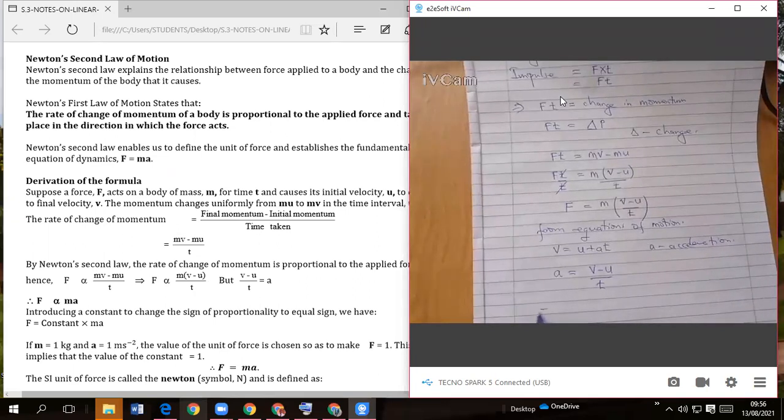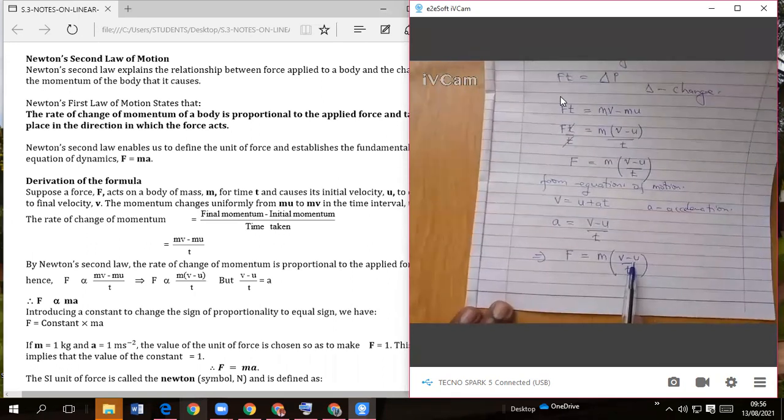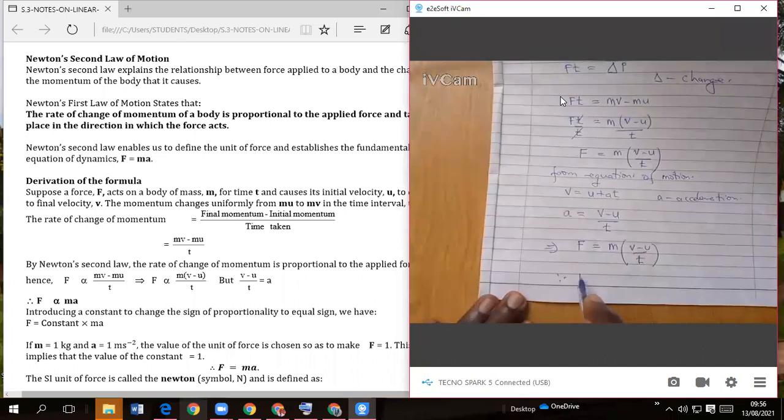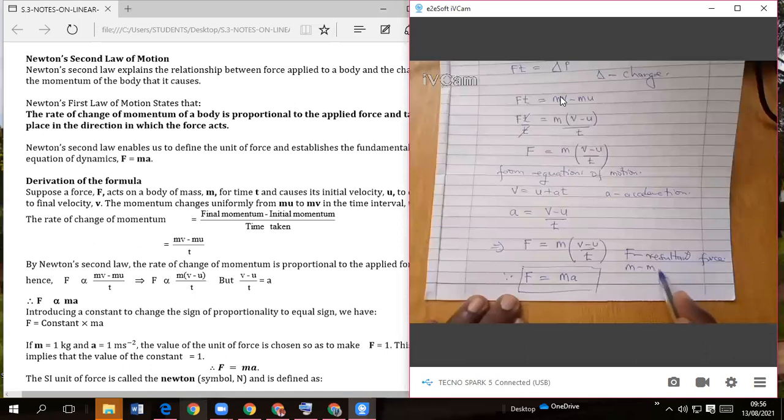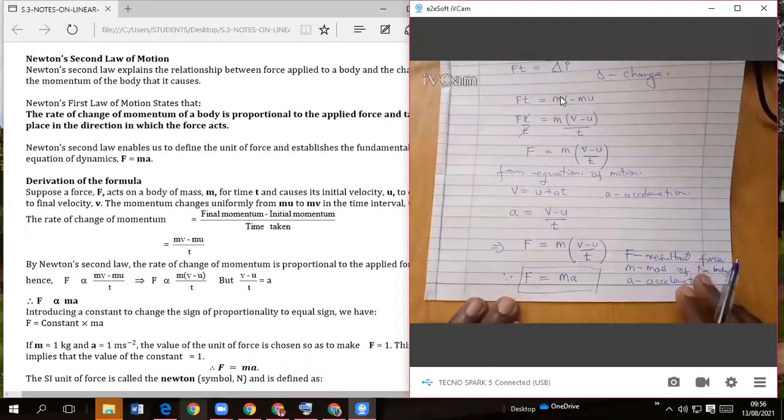So our F is equal to m times (V minus U) over t. But we have seen that all of this is acceleration. Therefore our formula becomes F equals ma, the formula you have been using. F is the resultant force, m is the mass of the body, and a is the acceleration.